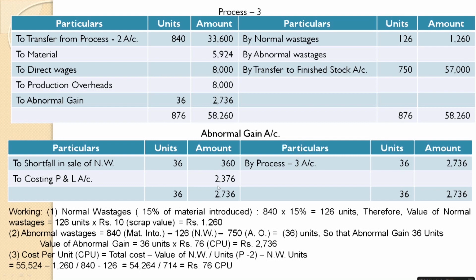Why is it considered a profit? Because we have an abnormal gain, and if you sell it in the market you realize only 360 rupees, whereas we had accounted 2,736 rupees. So the difference, 2,376, is realized more than the normal wastage value, which is considered a profit, and this profit would be transferred to the costing profit and loss account. That's why it is written on the abnormal gain account debit side: transfer to costing P&L account 2,376. So this is the way to prepare the process 3 account.